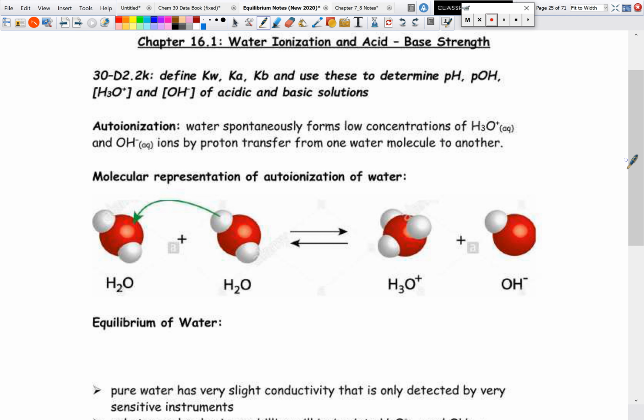All right, welcome back. Today we are going to be continuing with our second section inside of our equilibrium unit, and this is focusing on acids and bases. But first of all, before we even get to that, we are going to look at something called the water ionization, what that is, and then we're going to look at some repeat of old Chem 20 stuff, and we're going to look at how to calculate acid and base strength.